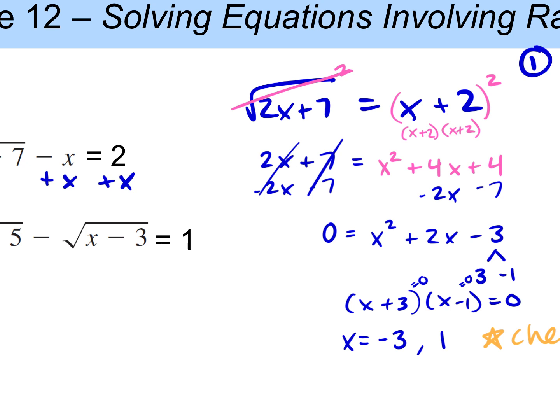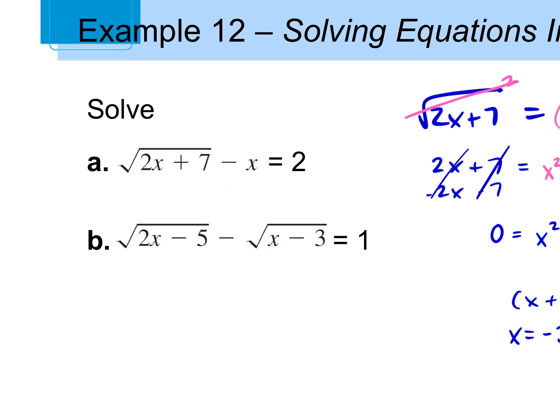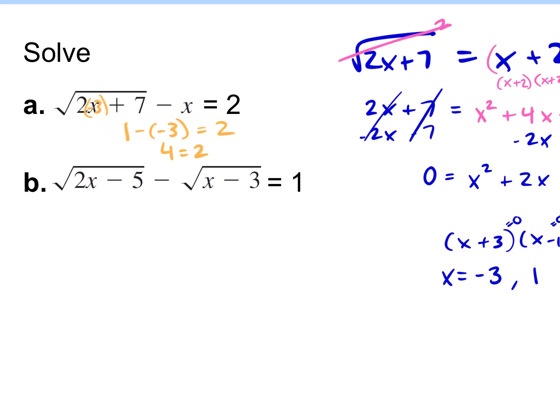So let's start by plugging in -3. So 2 times -3 would be -6, plus 7 is 1. And what's the square root of 1? 1 minus -3. What's 1 minus -3? 4. Does 4 equal 2? No. So does -3 work as a solution? No. So -3 is not an answer.